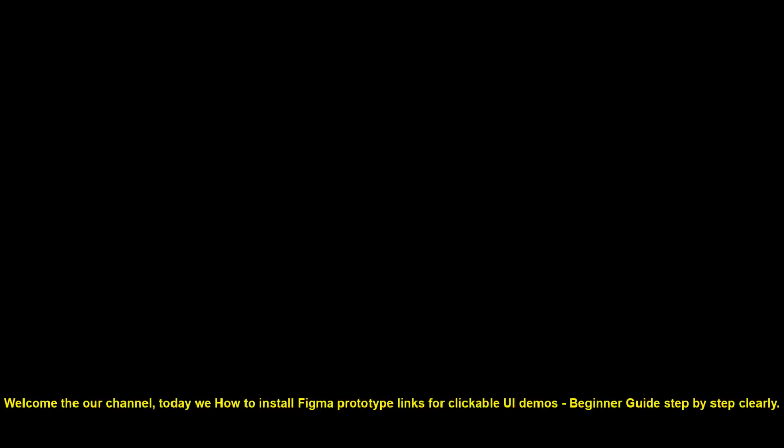Step by step, clearly. To install Figma prototype links for clickable UI demos, start by opening your Figma project. Navigate to the prototype you want to share. Look for the prototype tab at the top right corner of the screen. Click on the prototype tab to access the prototyping options.